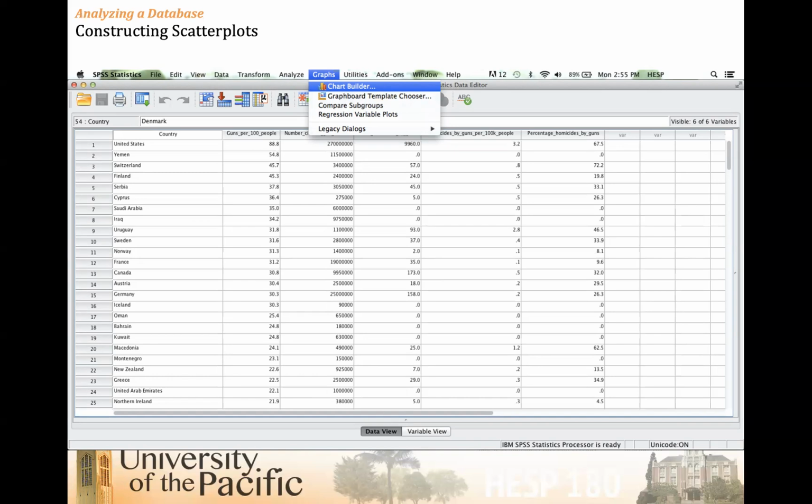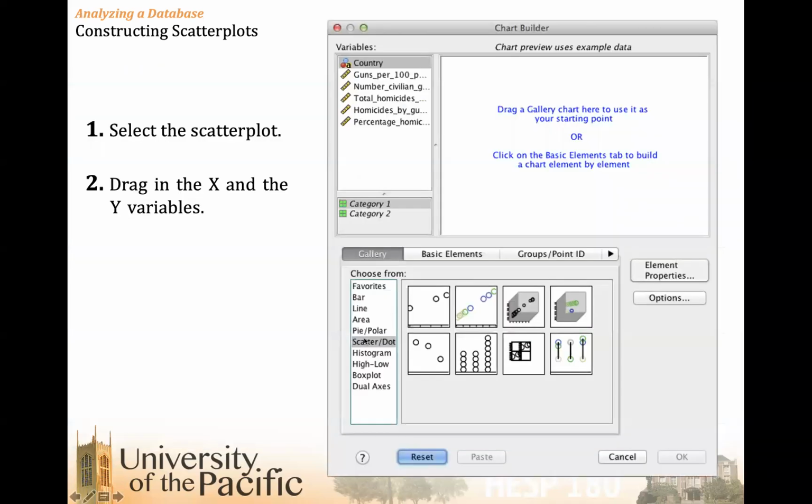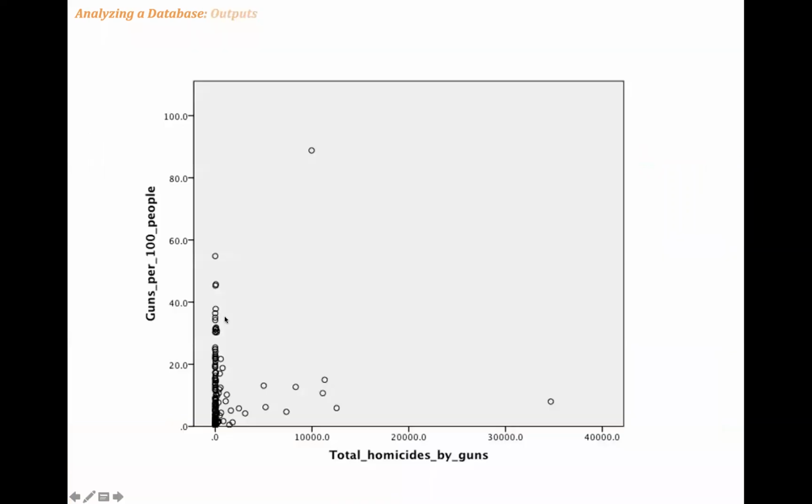But if you want the charts from SPSS, and every single version of SPSS does get a little bit better in the visuals, still Excel is better for this. But graphs, chart builder, click on that. And then you just click on scatter or dot over here, so the scatter plot, and just drag in your X and Y and hit OK, and you'll be fine. It's very easy to do, and you'll get something like this.